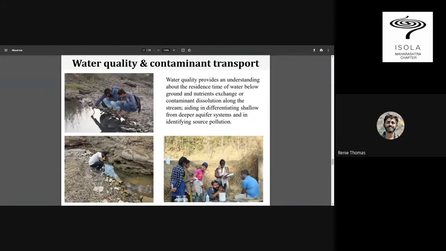So water quality gives a very good understanding about how different rock units, aquifers, and vegetation enhance water quality, and also over time, when there is excessive pumping, salinity increases. Next slide.